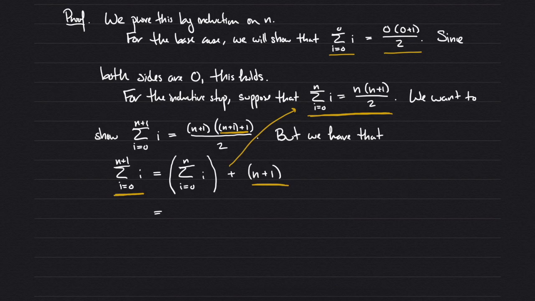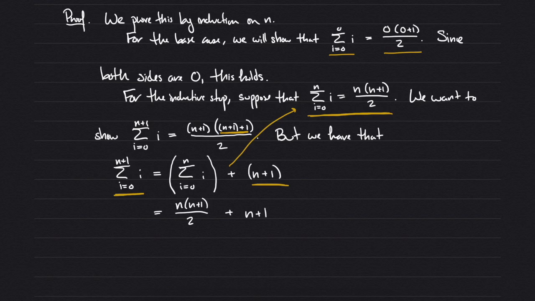You just want to try to massage the thing that you're trying to show so that you can break off pieces about which you know something because of your inductive hypothesis. Okay, so we know something about this big sum. We know that it's equal to n times n plus 1 over 2 by our inductive hypothesis.